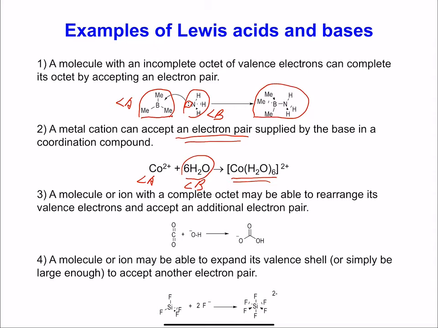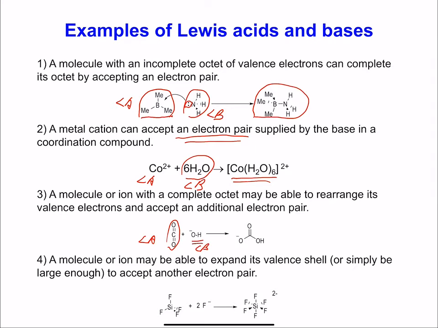And a third example is even a molecule, which can accept a pair of electrons from another species to form a complex. In this one, CO2 is the Lewis acid. It can undergo rearrangement of the electronic structure. And hydroxide is the Lewis base.